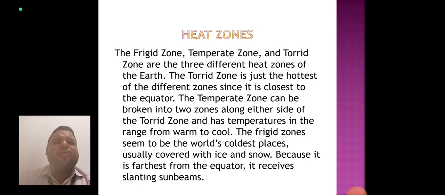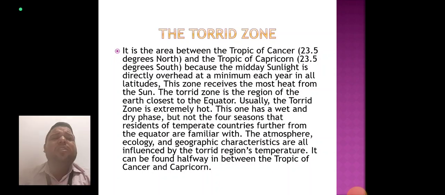The torrid zone is the hottest of the different zones since it is the closest to the equator. The torrid zone is the area between the Tropic of Cancer at 23 and a half degrees north and the Tropic of Capricorn at 23 and a half degrees south. Because the midday sunlight is directly overhead at least once each year in all latitudes here, this zone receives the most heat from the sun. The equator falls in this zone since this region receives the direct rays of the sun throughout the year, and it is the hottest zone.